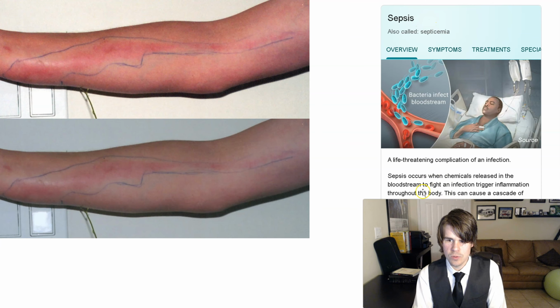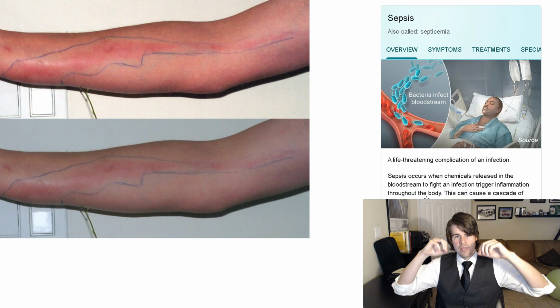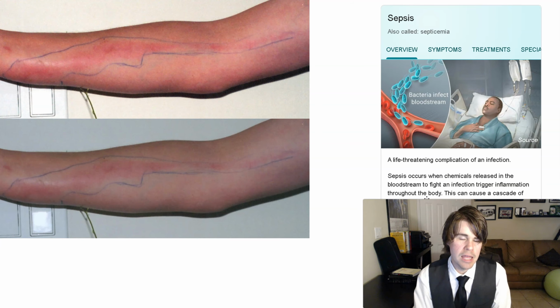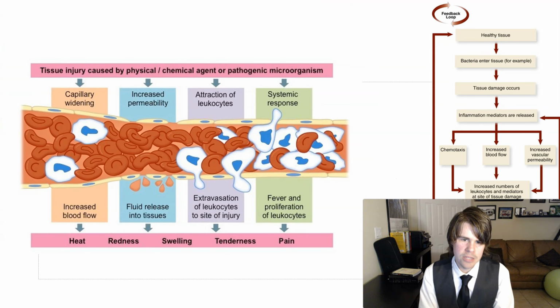Sepsis occurs when chemicals released in the bloodstream to fight an infection trigger inflammation throughout the entire body. So if the bacteria is spreading through the bloodstream, then inflammation is also possibly spreading, and you're maybe not going to make it, especially if you don't have antibiotics around. So what exactly does inflammation do for the body?